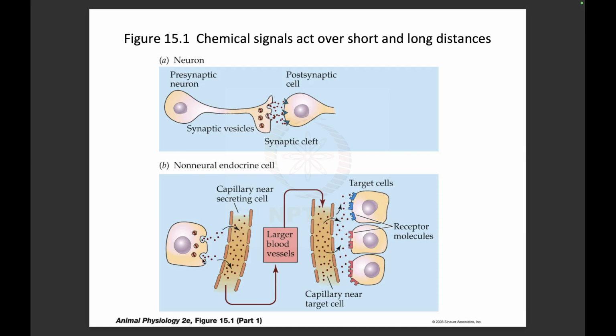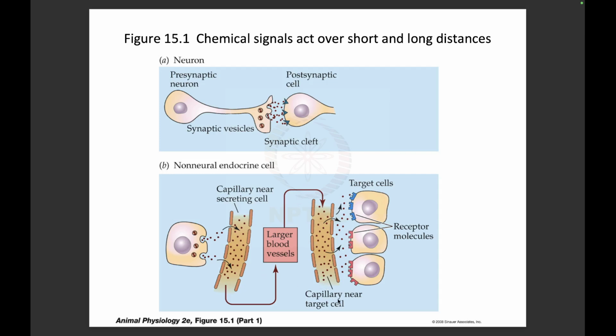Okay, here we can see a non-neural endocrine cell. So there is a cell that works with the same method. These vesicles fuse with the membrane and release the hormones. Okay, and that goes into the circulation, so the capillary near the secreting cells will receive those hormones, and inside these capillaries the hormones travel. Okay, so here you can see there are larger blood vessels; from the capillaries it goes to the larger blood vessels, and then from the larger blood vessels it follows the capillary near the target cell. So one is a hormone-secreting cell, and at another position we have a receptor cell, or target cell, which harbors the receptor for those hormones.